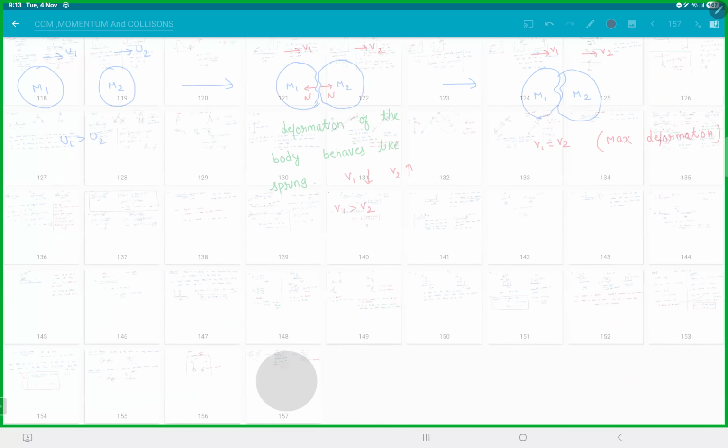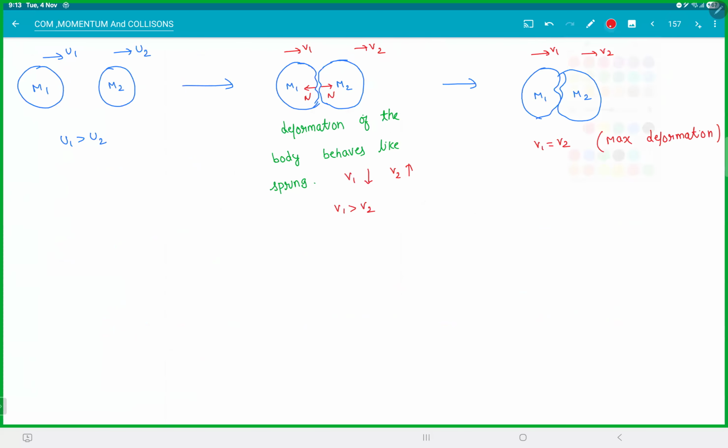Then what happens? Now there are three possibilities. Case 1: the bodies get stuck to each other permanently. What happens from here depends on the type of bodies. For example, if you take chapati dough and hit a car, it will get stuck. These kinds of bodies are called plastic bodies. We'll talk about that. This collision is called perfectly inelastic.